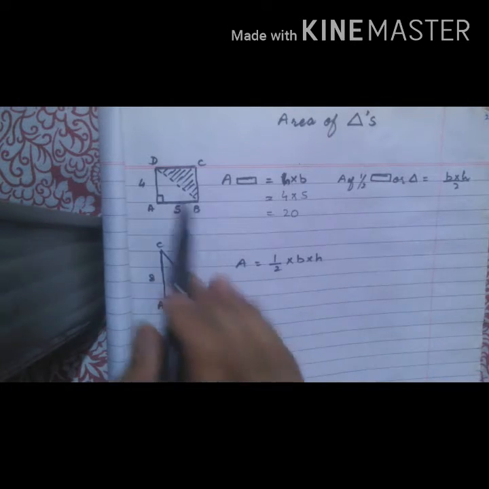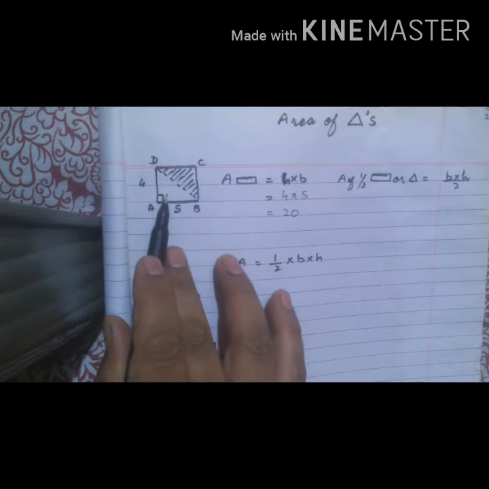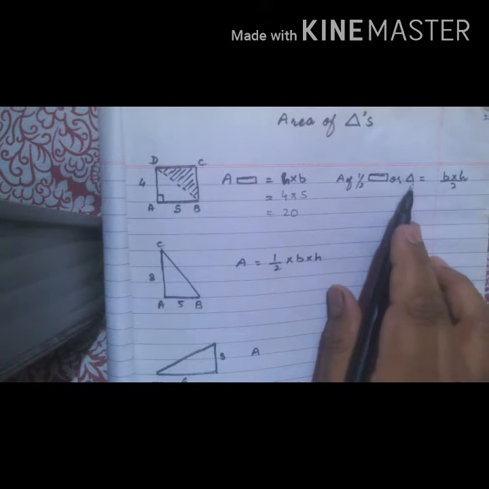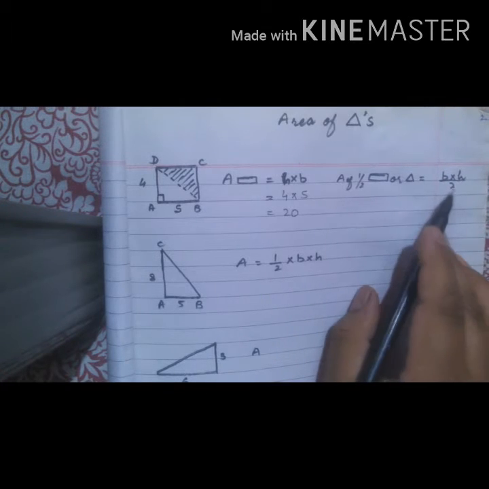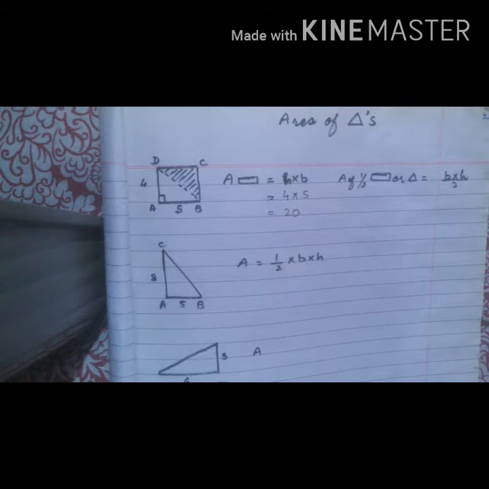But when we talk about half of the rectangle, which is basically the triangle, this is the half of the rectangle. If you observe this shape, it is a triangle. So we can say that the area of half rectangle, or the area of triangle, is basically base multiplied by height upon 2. Why are we dividing it by 2? Because it is the half of the area of the whole rectangle.